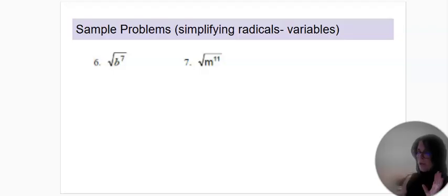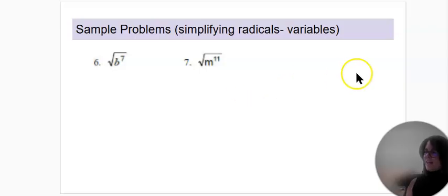I don't want you to worry. We're going to practice more of these in class, and I promise you it's going to click and it'll come together. But I want to make sure that you see what to do with letters, variables. And I got to tell you, this is even easier than with numbers.